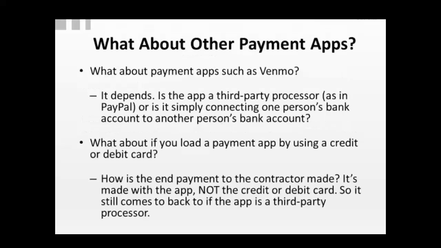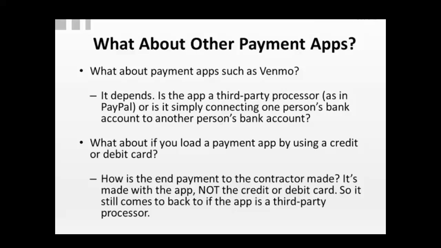And what about Venmo? Venmo is the one that people ask about the most, but really any payment app. It depends on what the app is. Is the app a third-party processor like PayPal is? Or is it simply connecting one bank account to another? If it legitimately is a third-party processor, such as PayPal is, then you would not issue a 1099 miscellaneous for payment made to a contractor using Venmo. My own opinion is that most of these apps are probably not third-party processors, and so your payment using Venmo, you would need to send a 1099 miscellaneous.